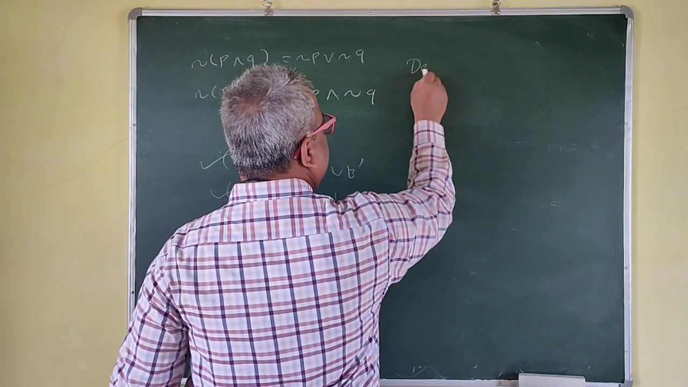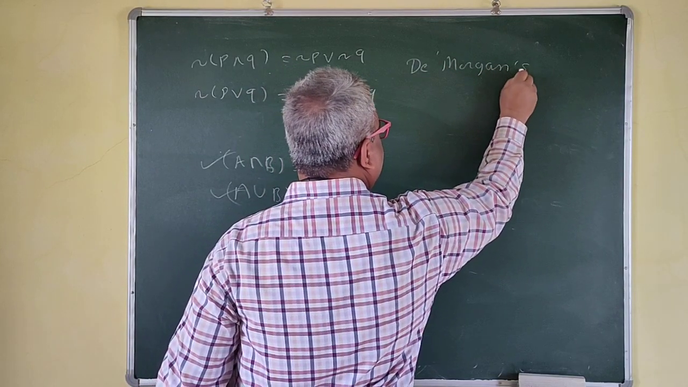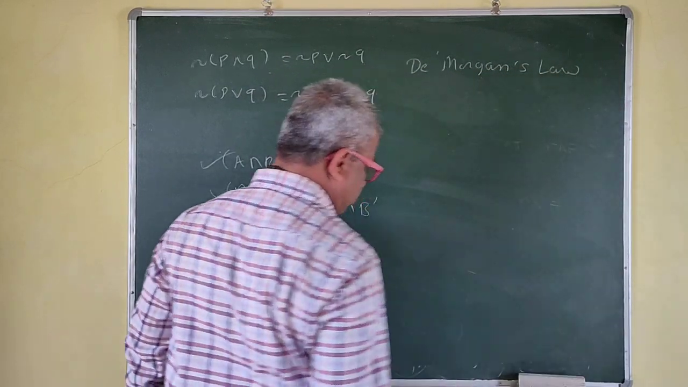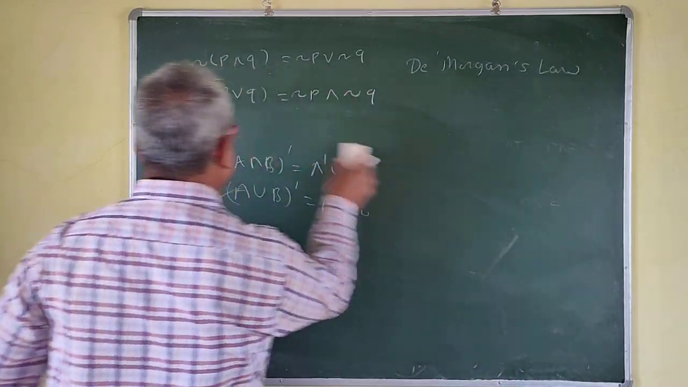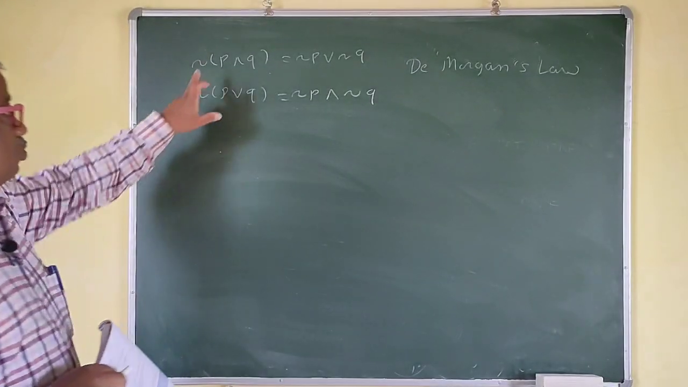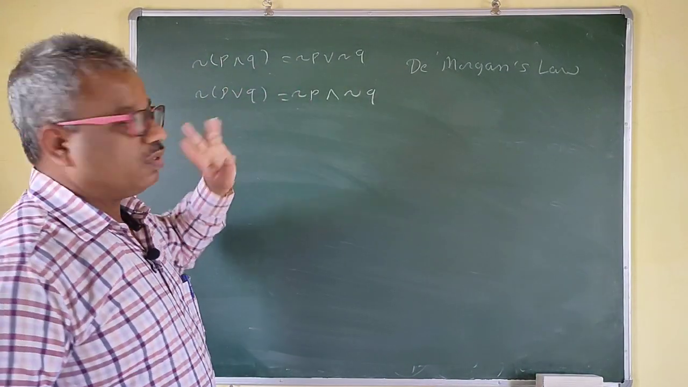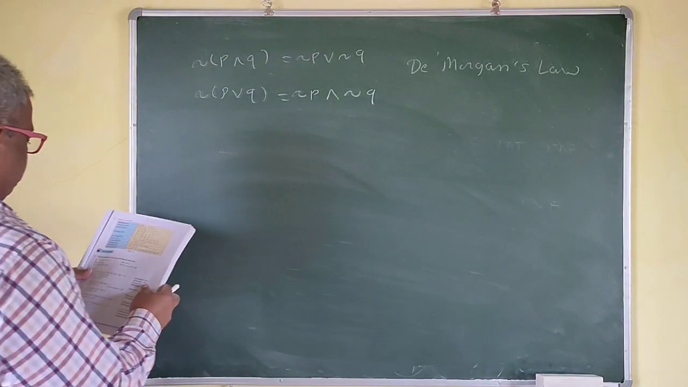Okay? So De Morgan's law. Remember this. So negation of the bracket: you will separate this one. That is the De Morgan's law. Okay.